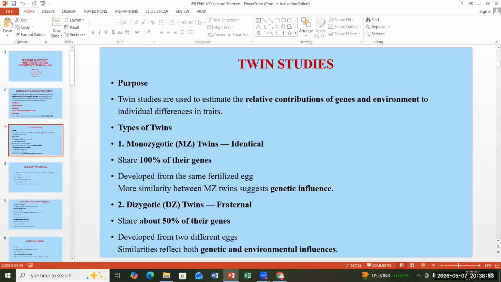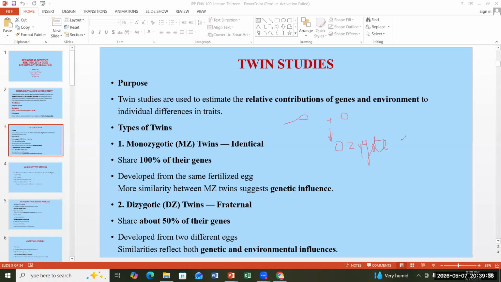Monozygotic twins, if you can recall from the basic concept that we studied earlier in mitosis and meiosis, we discussed when a sperm fuses with egg cell and one single cell is produced. This is called, what do we call this cell? Zygote. We call it zygote.